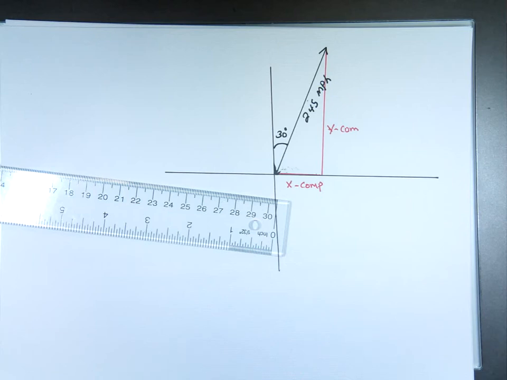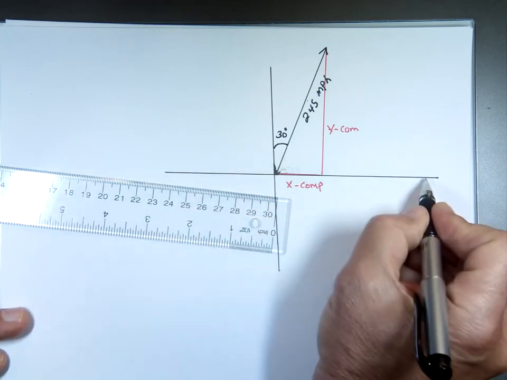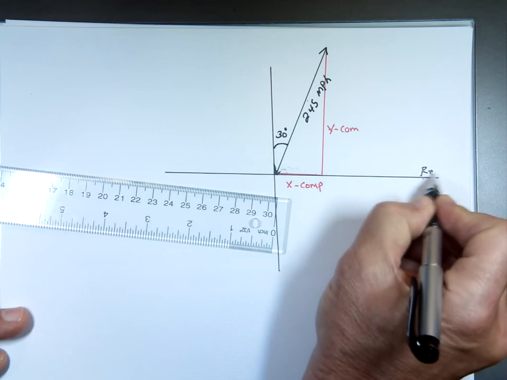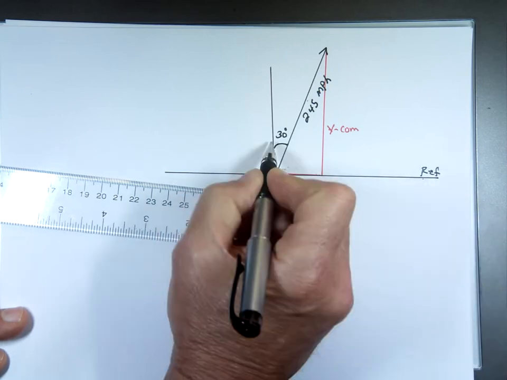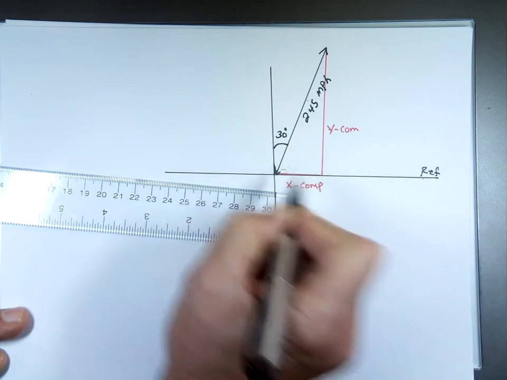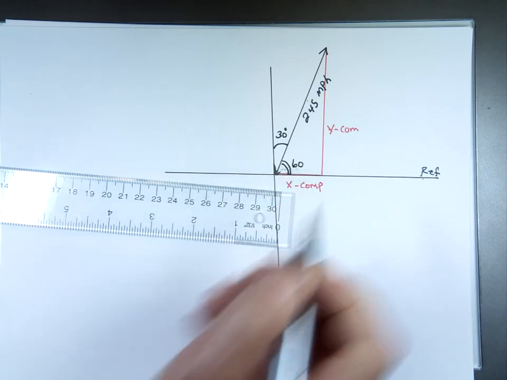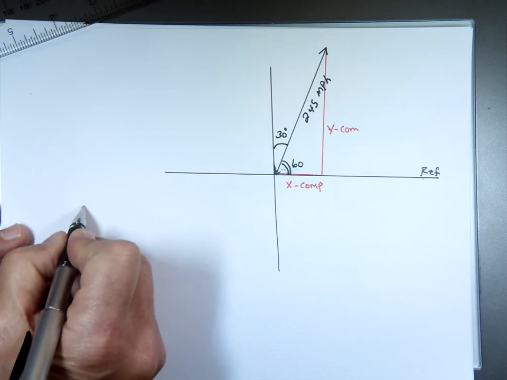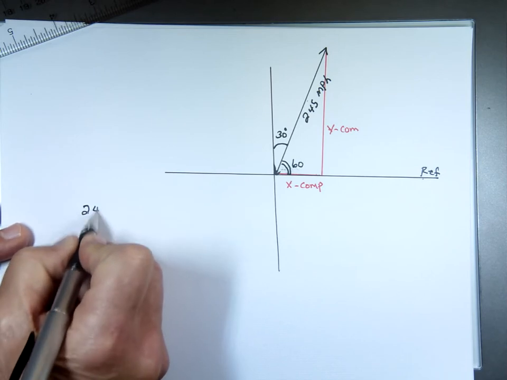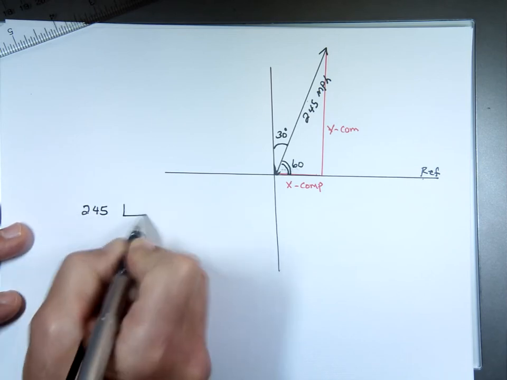Now again, do we know r and theta? That's not the angle you want. You always want to measure the angle. That's your reference. That's where you measure the angle from, this line, not that line. So what is that angle then? That's 60 degrees. So now we know the angle. The vector is 245 angle 60 degrees.